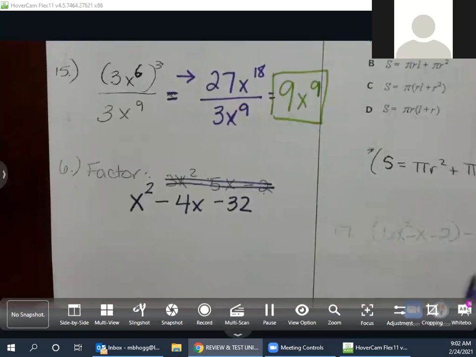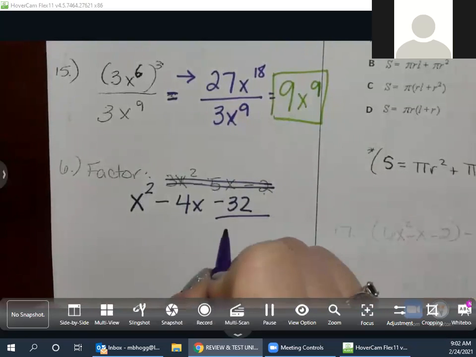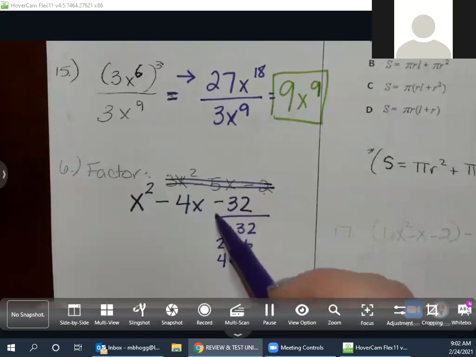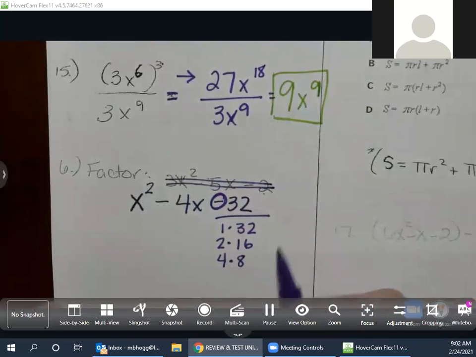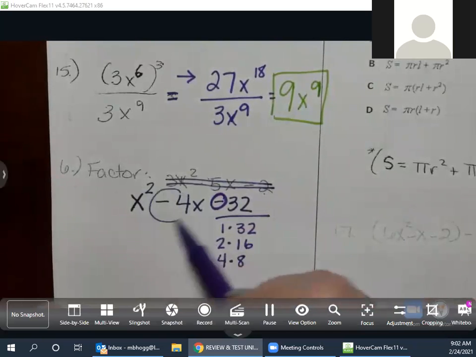So what would you do first to factor this? We have to figure out the factors of what first? 32. Okay, so the factors of 32: 1 times 32, 2 times 16, 4 times what? Yeah, that's it. So it's a negative 32 here. So one of these numbers has to be negative in each pair. And also you have to think, added together, how could it equal a negative 4?